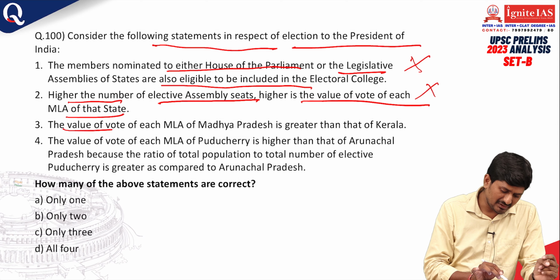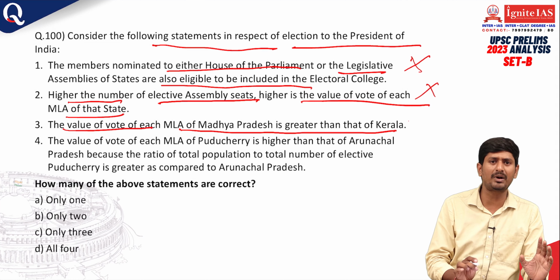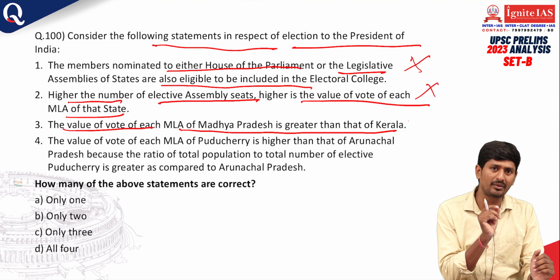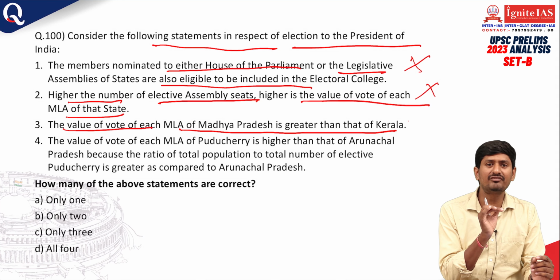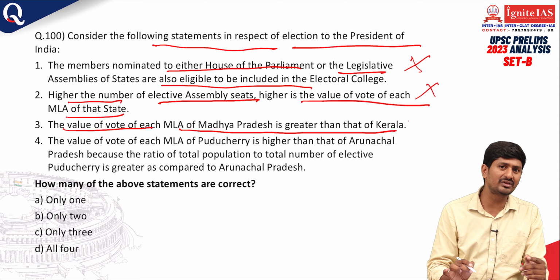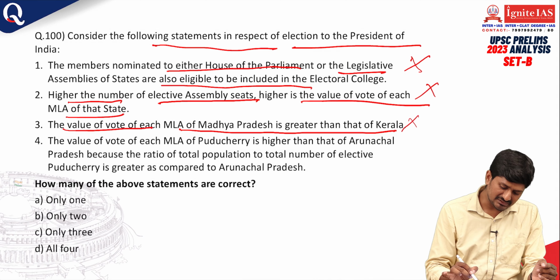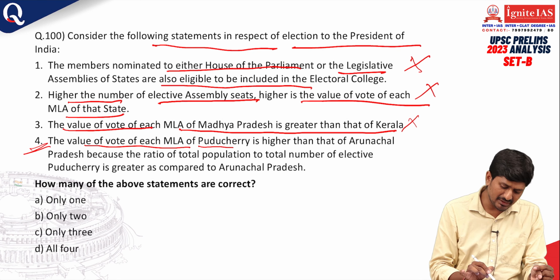Coming to the third statement, the value of the vote of an MLA of Madhya Pradesh is greater than that of Kerala. In fact, Madhya Pradesh's population is higher than Kerala's. But what is the problem? I told you just now, when the number of MLAs is increasing in the legislative assembly, there is a chance that the vote value of the MLAs will decrease. So here the same thing took place. So the Kerala MLA's vote value is more than that of the Madhya Pradesh MLA, despite the lesser population of Kerala. So the third statement is incorrect.